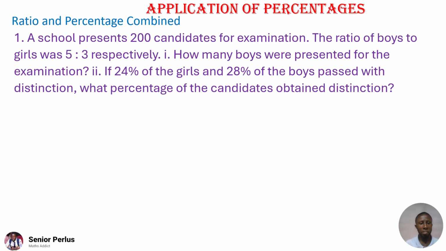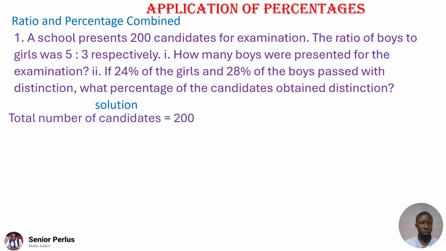A school presents 200 candidates for examination. The ratio of boys to girls is 5:3 respectively. I. How many boys were presented for the examination? II. If 24% of the girls and 28% of the boys passed with distinction, what percentage of candidates obtained distinction?